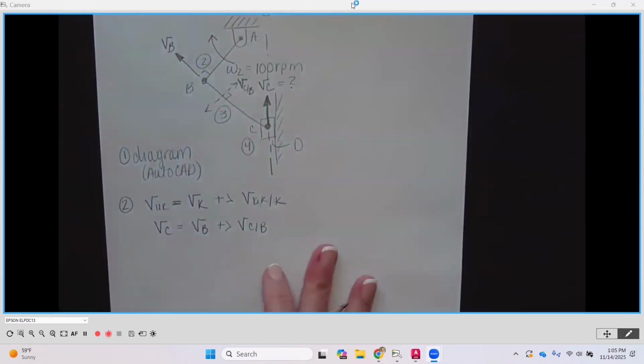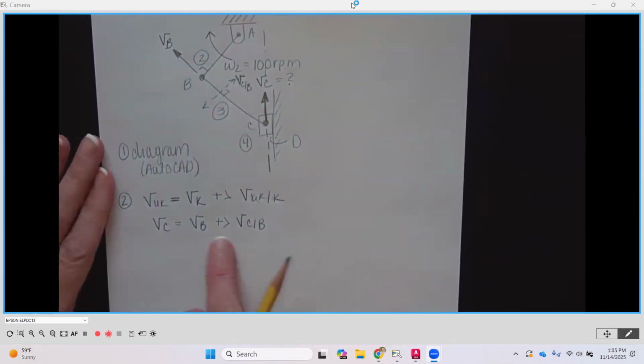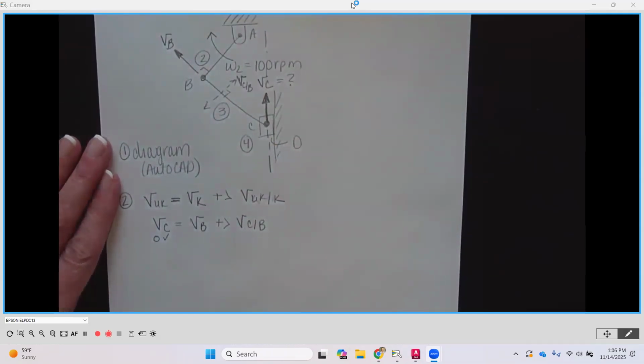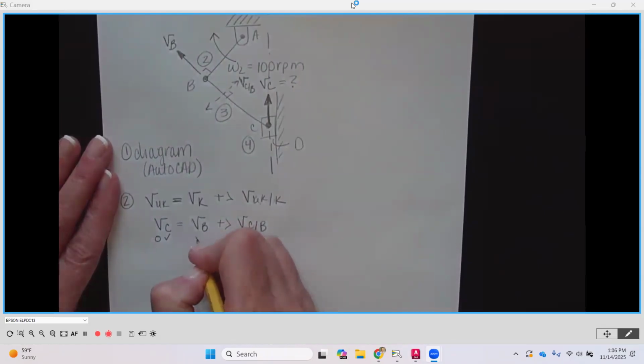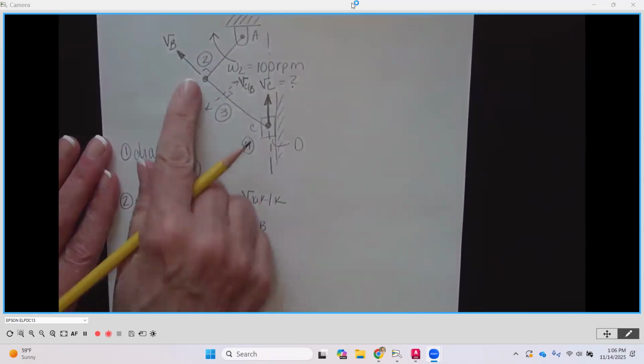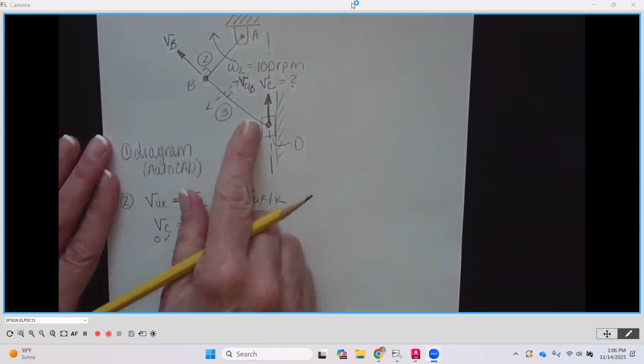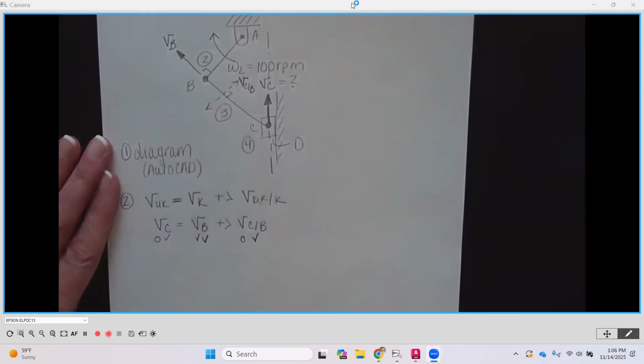Okay. So as we look down here, I always like to identify my knowns and my unknowns. So we don't know the magnitude of C, but we do know its direction. Okay. And it's going to be along that line, that vertical line of travel for that slider. We will be finding the magnitude of B in our very next step, and we do know its direction to be perpendicular to its radius back to the center of rotation. And then lastly, we don't know the magnitude of C relative to B, but we do know its direction to be perpendicular to the link connecting B and C.